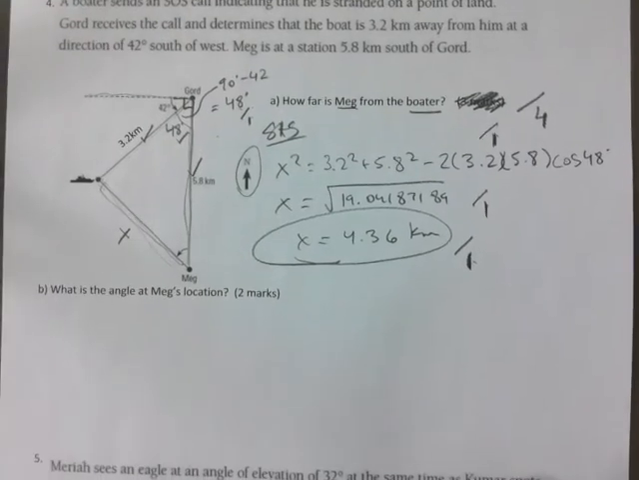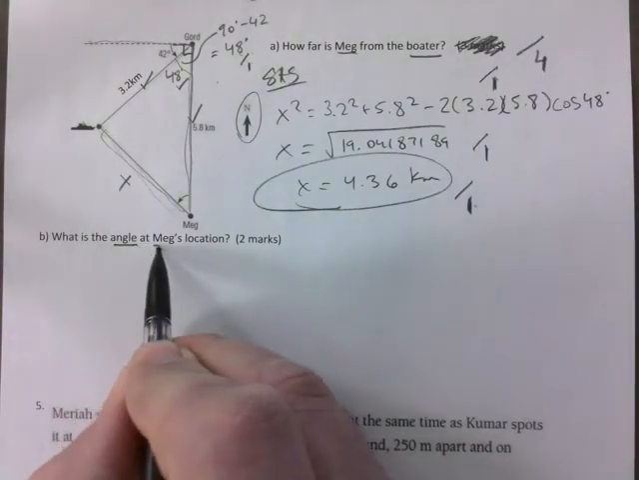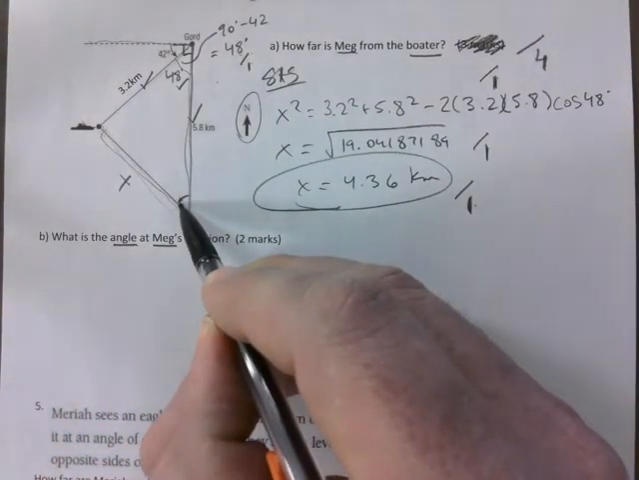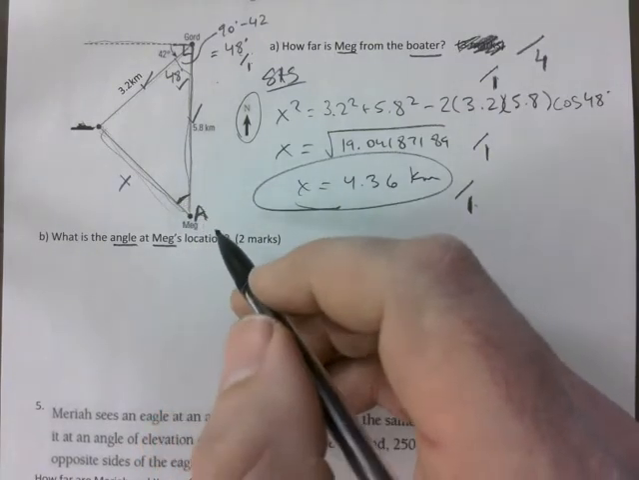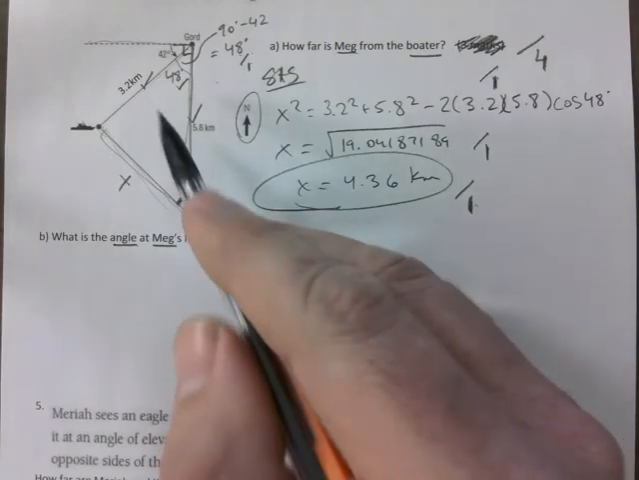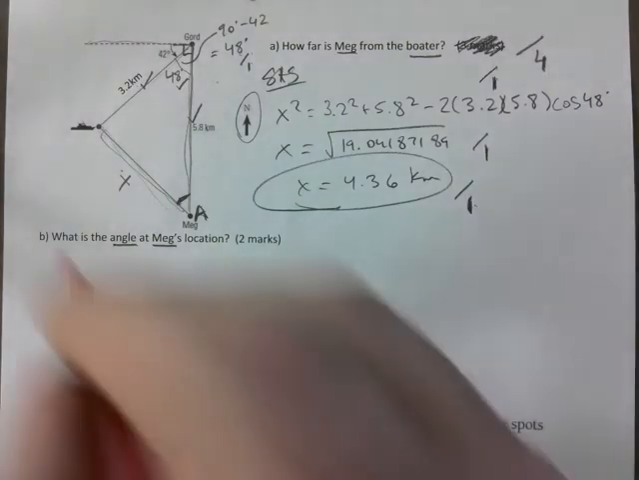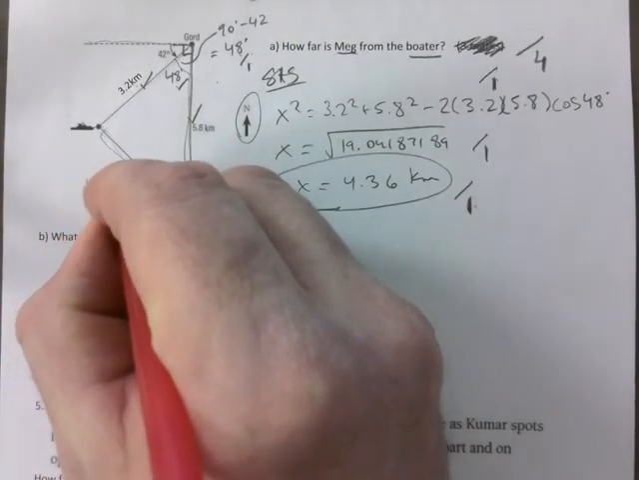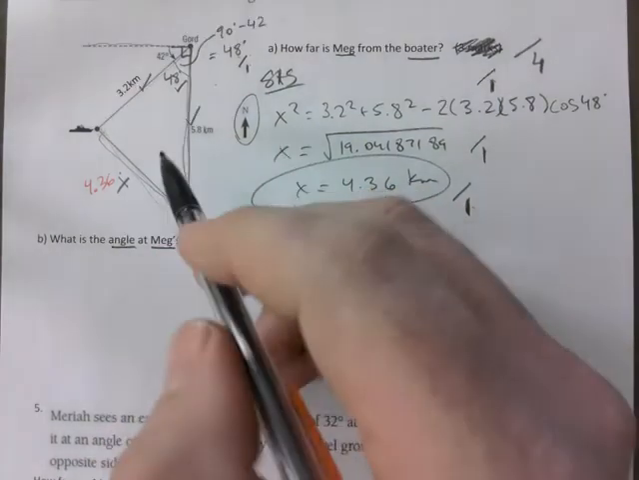Next, it says, what is the angle at Meg's location? So they want this here. Let's give it a letter. I'm going to give it capital A or capital M, whatever you want to do. In this case, you have side, side, side. I don't know if you noticed that. This is 4.36 now. So we have side, side, side. But you also have a pair, right?